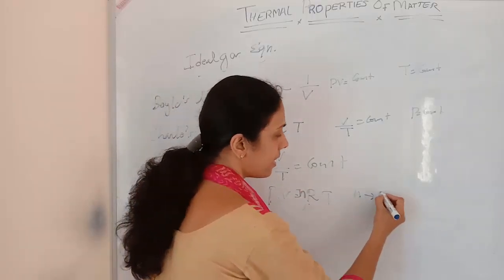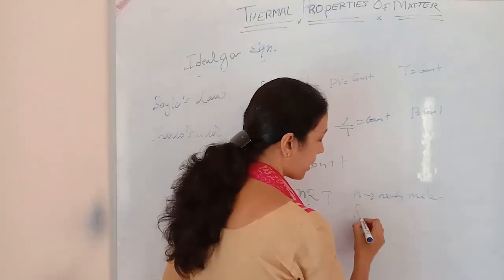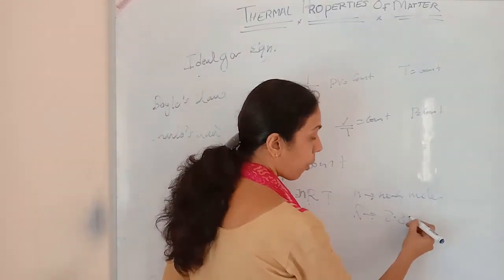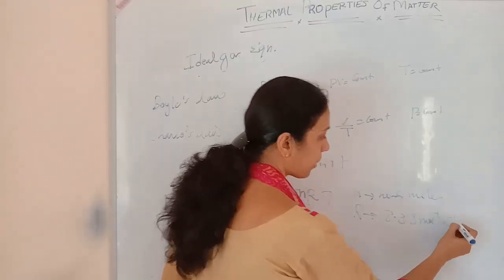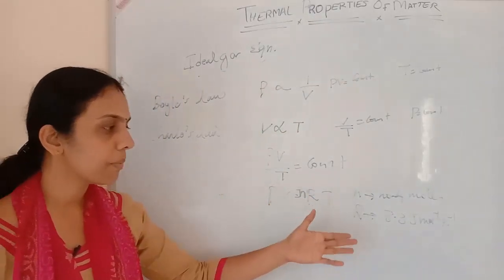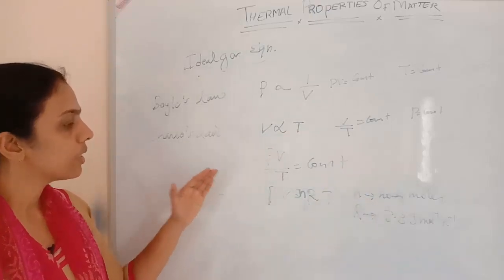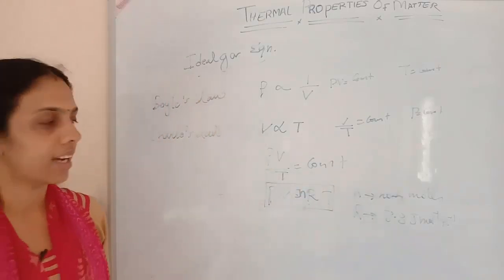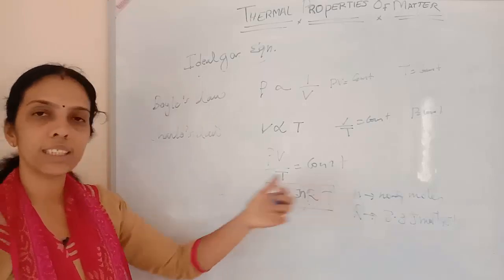N is the number of moles, and R is the universal gas constant, and its value is 8.3 joule per mole per Kelvin. This universal gas constant is represented by the symbol R, using the Kelvin scale, in joule per mole per Kelvin. So understood, this is your ideal gas equation: PV equals nRT. P is the pressure, V is volume, T is temperature.